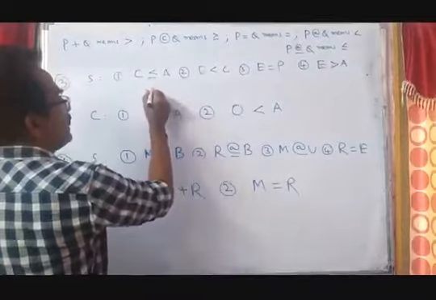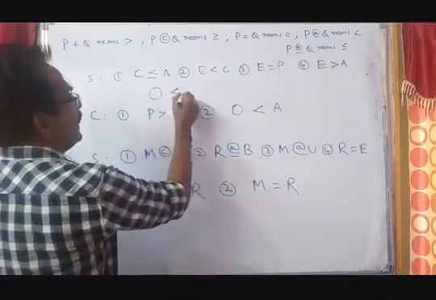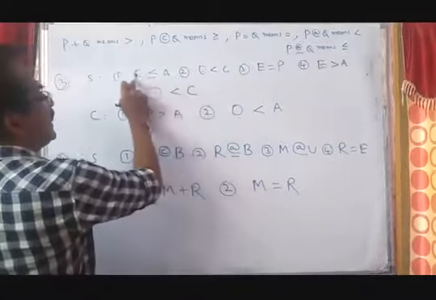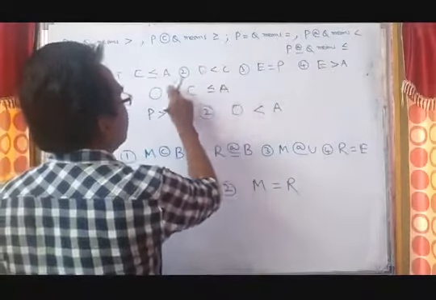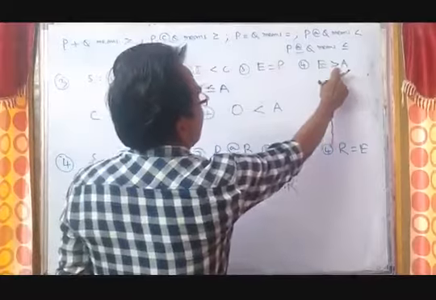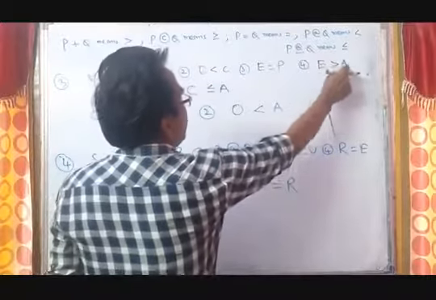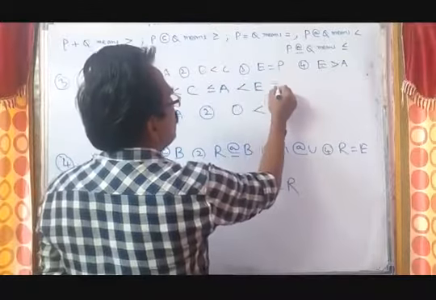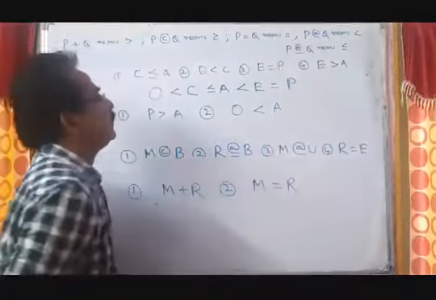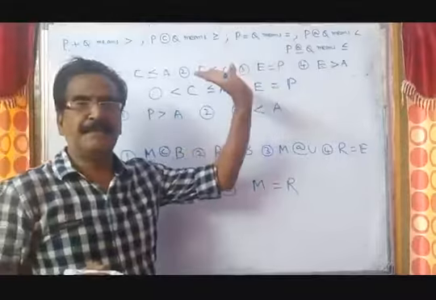O less than C. C less than or equal to A. A less than E. E is equal to P. So this is the statement line.